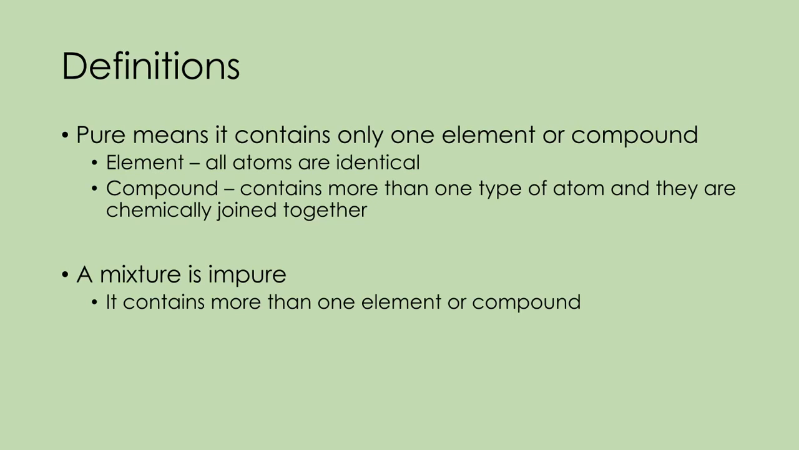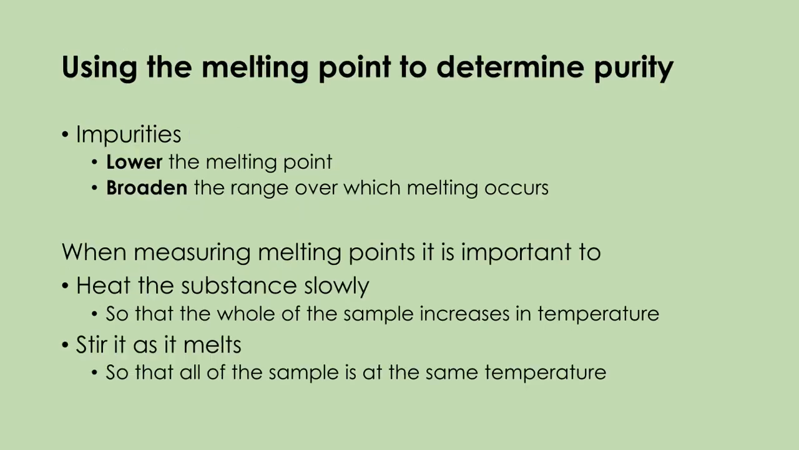compound. And to understand this definition, we need to revisit our Key Stage 3 science and remember that when we're talking about an element, we're talking about a substance where all atoms are identical. And when we're talking about a compound, we're talking about a substance that contains more than one type of atom, so they're not all identical, but they are all chemically joined together. Because if there's more than one type of atom but they're not chemically joined, then that would be a mixture. So a mixture is impure. Impure means that it contains more than one element or compound.